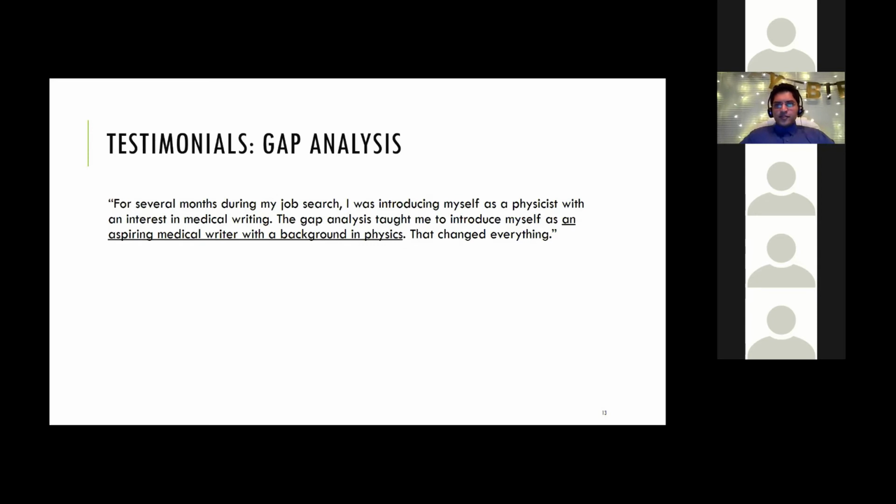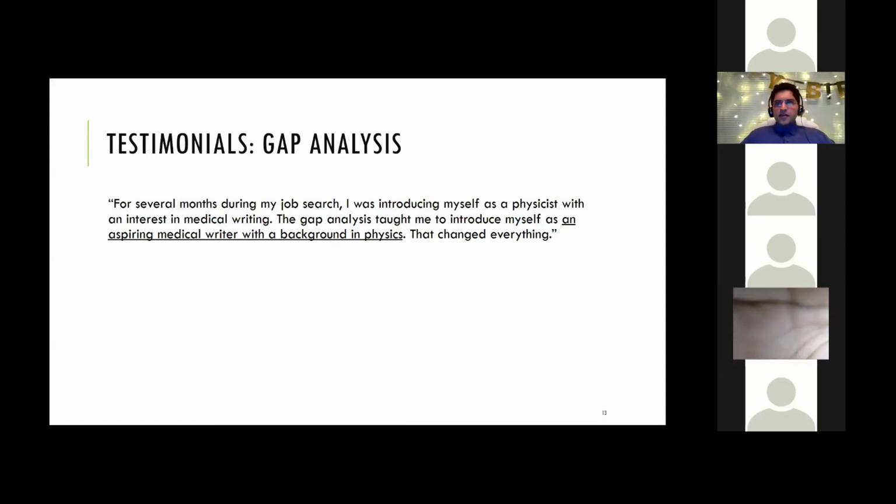This example also brings to light the importance of adopting the identity of the person we want to become before we actually become that person. So in this specific example, for several months, the person kept going to job interviews and introducing themselves as a scientist, as a physicist who is interested in medical writing. This is a fact, and it's an accurate description of oneself. However, the way the hiring manager sees it is that here is a physicist who likes to do medical writing in their free time. And that's not the image that we want to project.